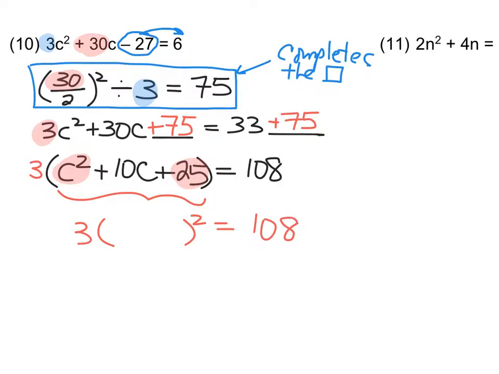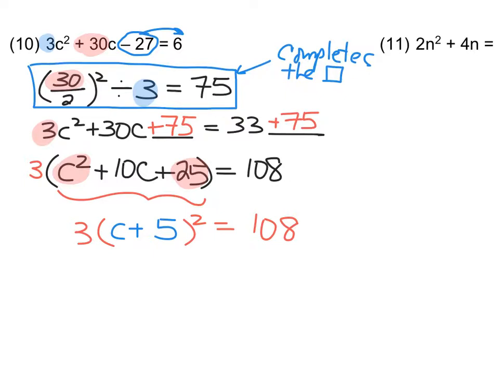Take the square root of the first term, the square root of the last term, and bring down whatever that middle sign is. C plus 5. C plus 5. All right. So there's that.